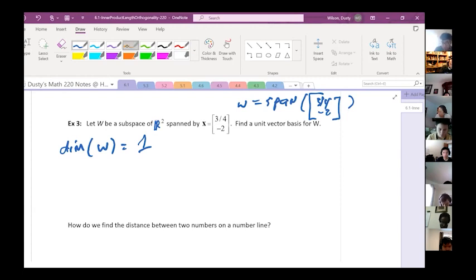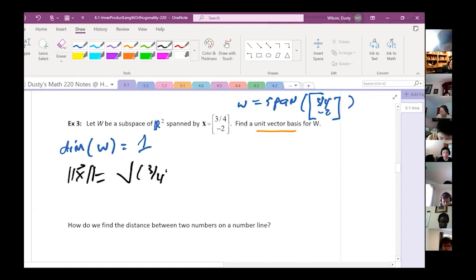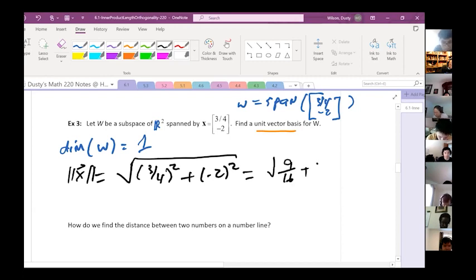But we're asked to find a unit vector basis. So in order to do that, we need to find a unit vector parallel to x. So we need the magnitude of x, the square root of (3/4) squared plus (-2) squared, which I've got like square root of 73 over 16.